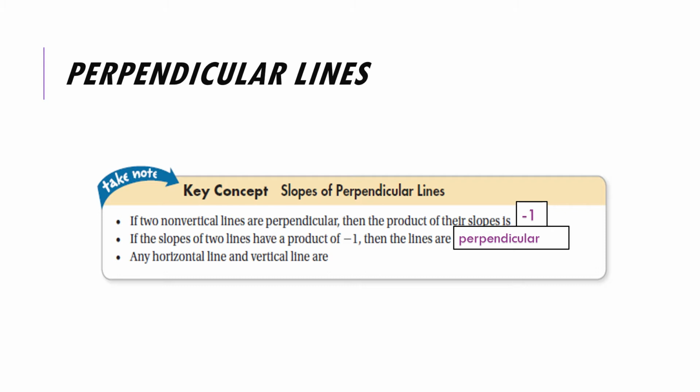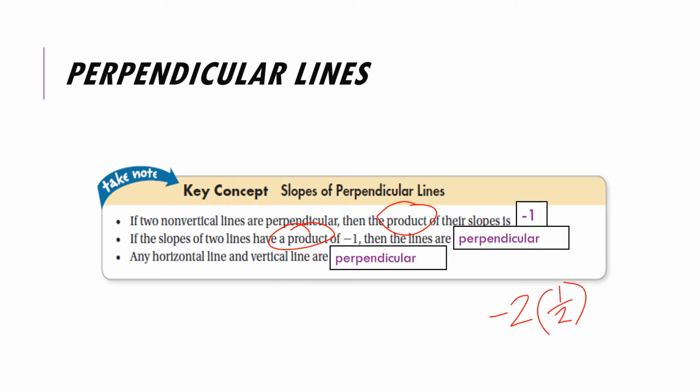Remember, look how it says product. Product means multiply. Any horizontal and vertical line are perpendicular. So if we have a slope of -2 and +1/2, if we multiply those two together, our answer is going to be -1. And that is how we can prove that they are perpendicular.